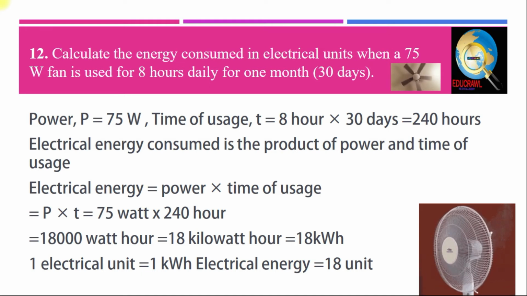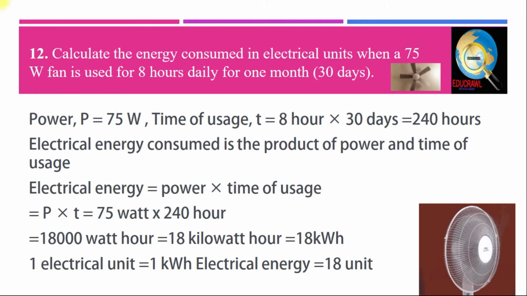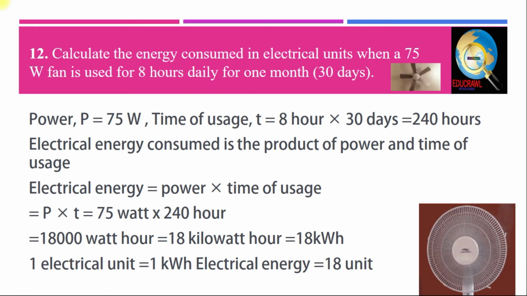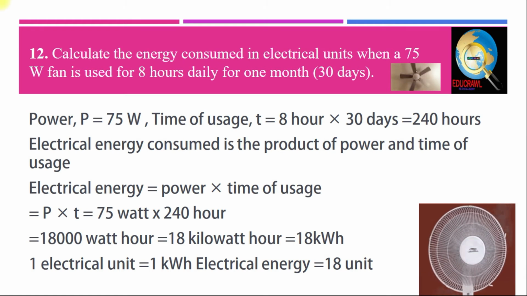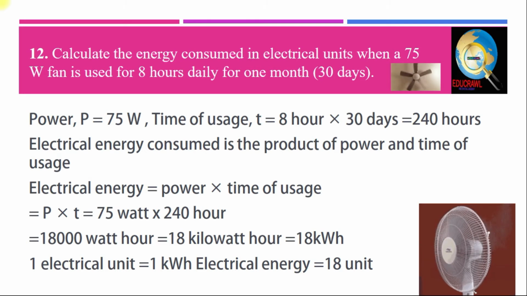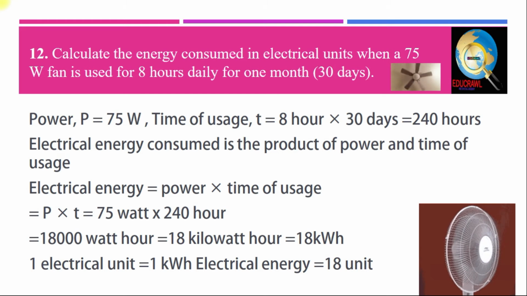So power consumed is 75 watt. The time of usage is 8 hours per day. One day it is 8 hours, so for 30 days it will be 30 into 8 hours. So 30 into 8 it will be 240 hours. So totally the fan was used for 240 hours.